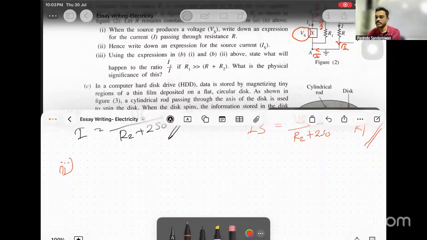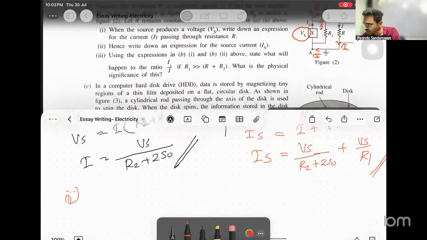These are the 3 most recent electricity questions that have been there. Part 3. Using the expressions above, state what will happen to the ratio IS to I if R1 is extremely greater than R plus R2. What is the physical significance of this? Okay. Then we have 2 equations for I and IS.